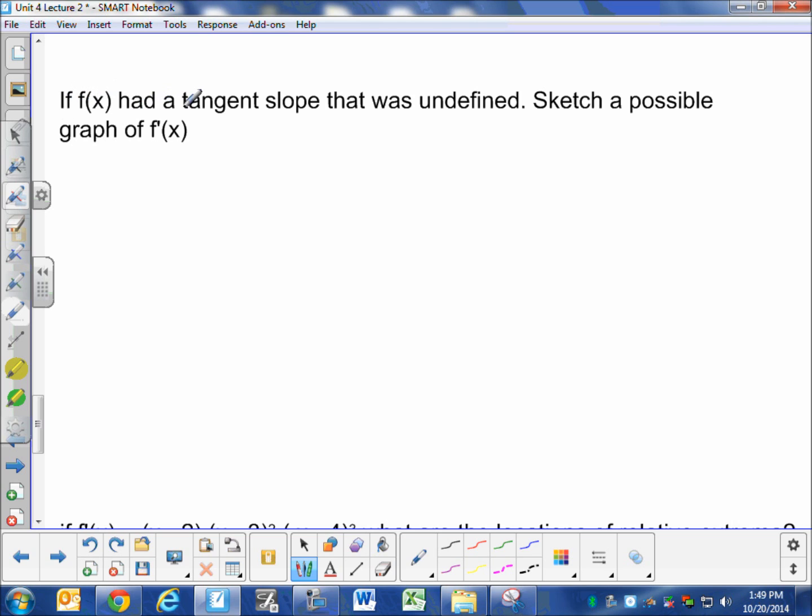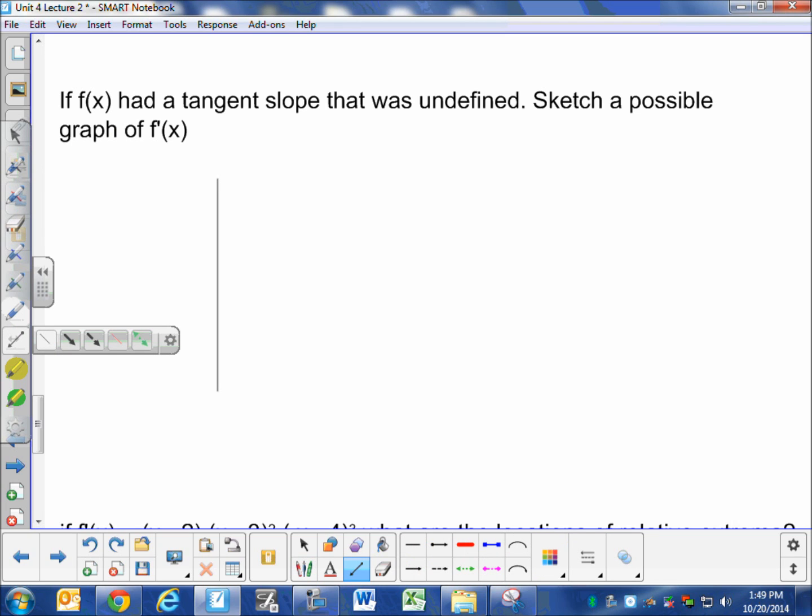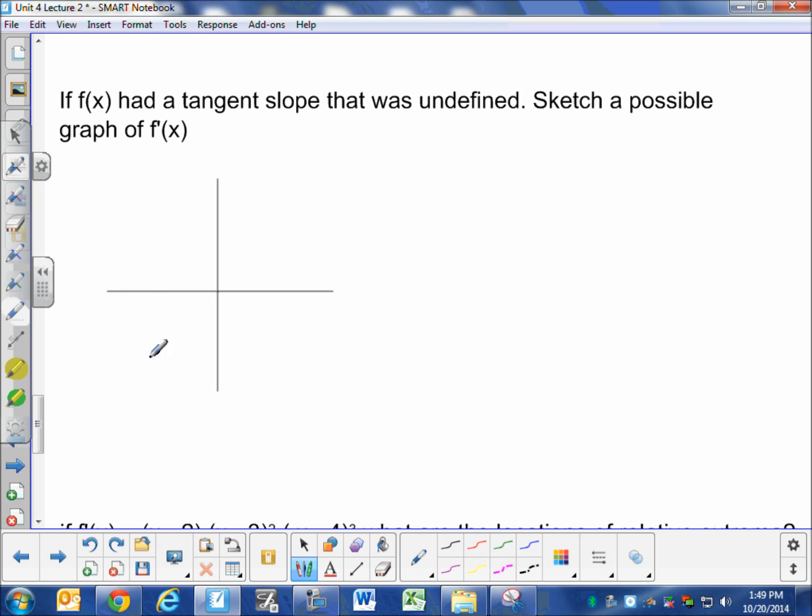If f had a tangent slope that was undefined, sketch a possible graph of f prime. Well, let's look at a graph of f with an undefined tangent slope. An undefined tangent slope is typically a vertical tangent slope. You can use a sharp point, but we can use a vertical one. So here the slope is undefined. So let's think about a graph of f prime.